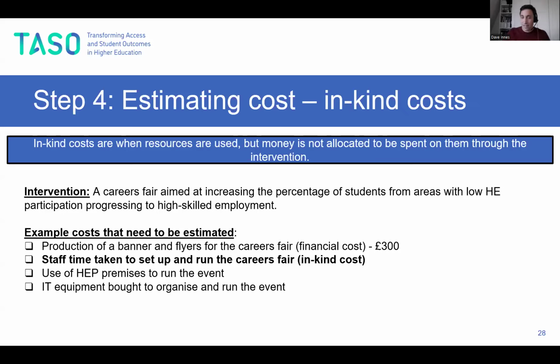Now, the second type of cost is slightly trickier. Here we want to include the staff time taken to set up and run the careers fair. We're assuming this staff time hasn't been purchased directly, so this one is an in-kind cost. That's because in-kind costs are where a resource is used, but money isn't allocated to be spent on them as part of the intervention. But the resource has still been used, so we need to reflect it in our costs.